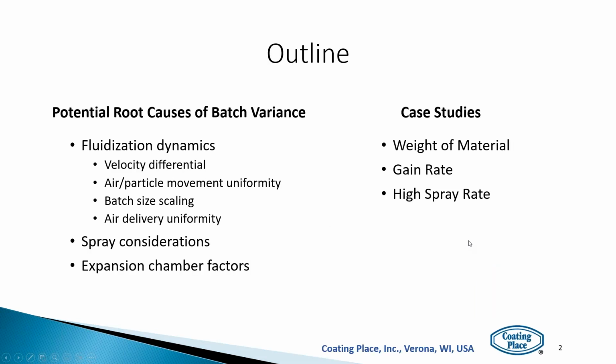So, a brief outline here. I'm going to focus on potential root causes of batch performance variance. And the bulk of this is going to focus on fluidization dynamics. We'll look at velocity differential, air and particle movement uniformity, batch size scaling, and air delivery uniformity. And then get into considerations around the nozzle and the spray factors, and a couple things about expansion chambers. And Darren will follow up with some case studies that show some of these scaling issues.